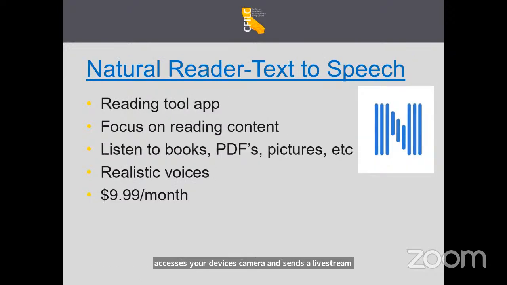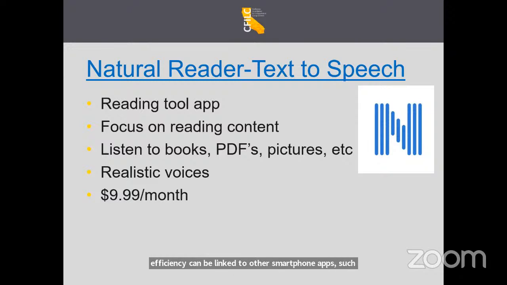Natural Reader Text-to-Speech is a reading tool app designed for users that have difficulty reading. On this slide, we have the app icon for the Natural Reader Text-to-Speech app. Hearing text allows users to focus less on the act of reading and more on the content they are reading. With the Natural Reader app, users can listen to all kinds of content such as books, PDFs, web pages, pictures, notes, and so much more.